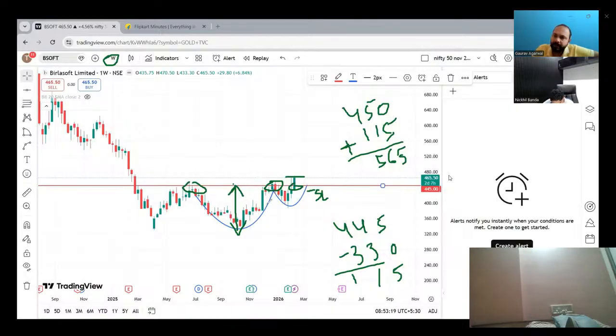And next, you can see that there may be a resistance, or you may try to exit if we see any previous resistance, right? You can see the previous resistance near this area, right? So maybe you can try to exit near this range as well, around 560 range.